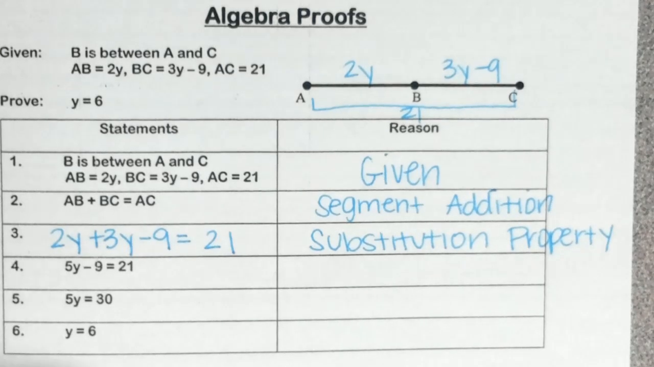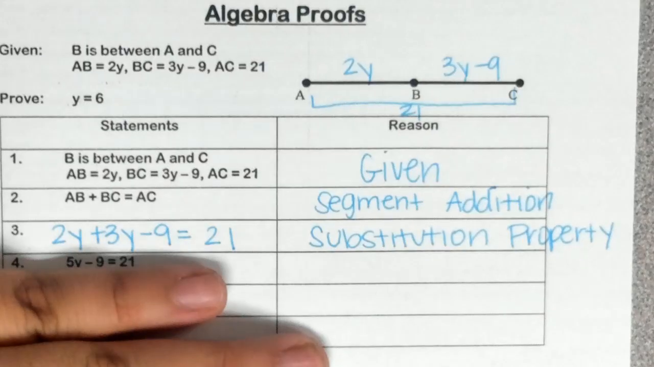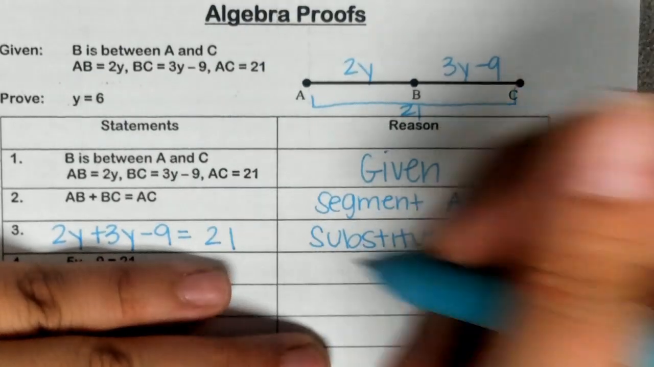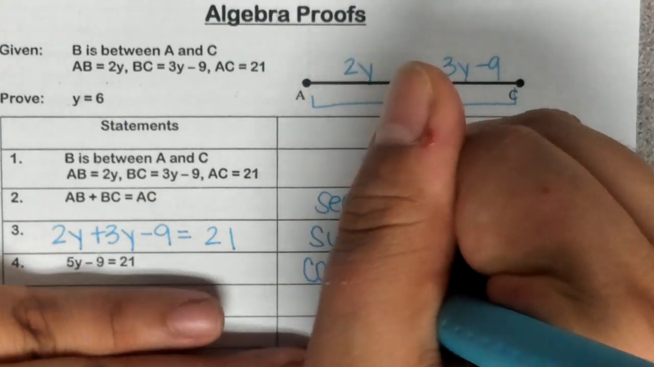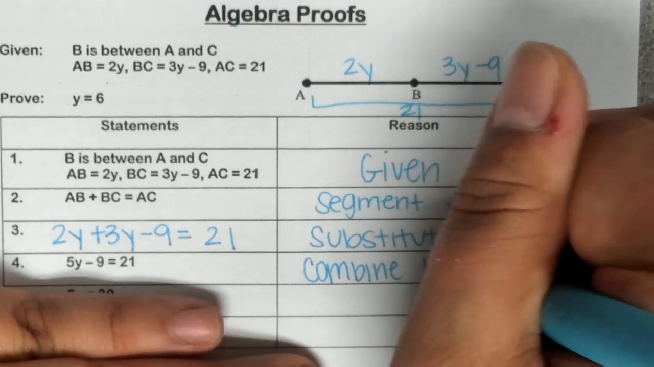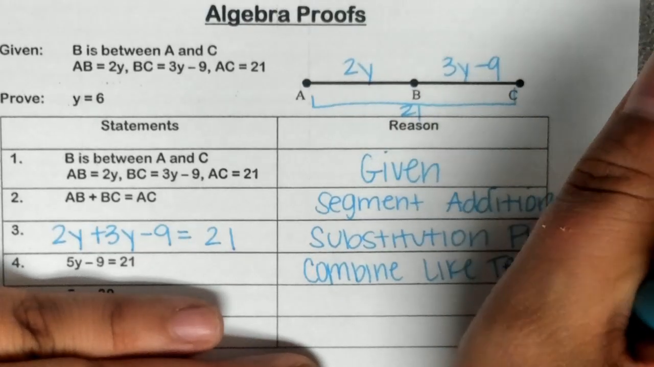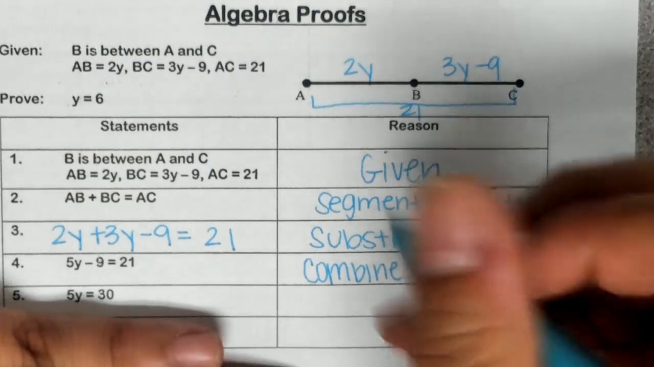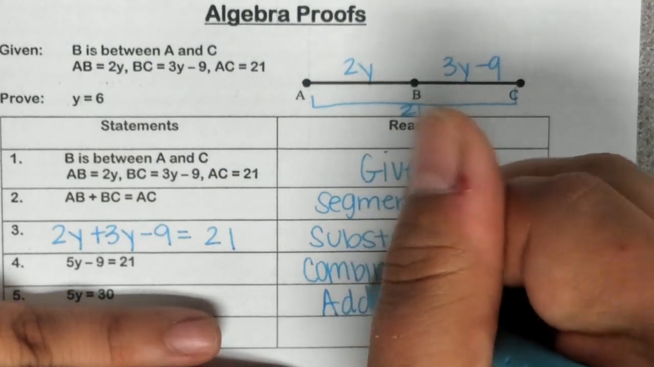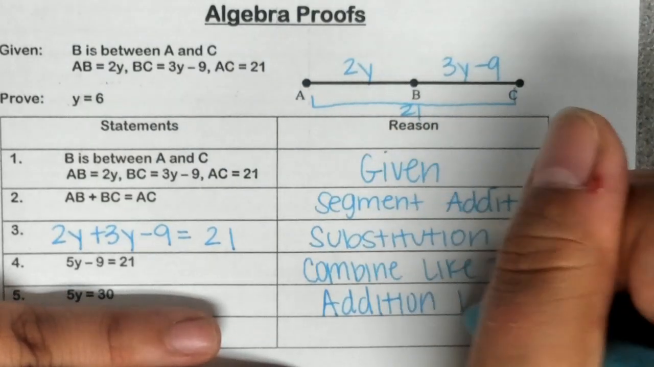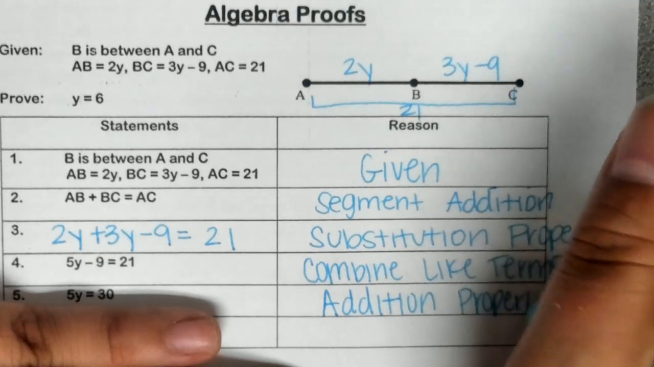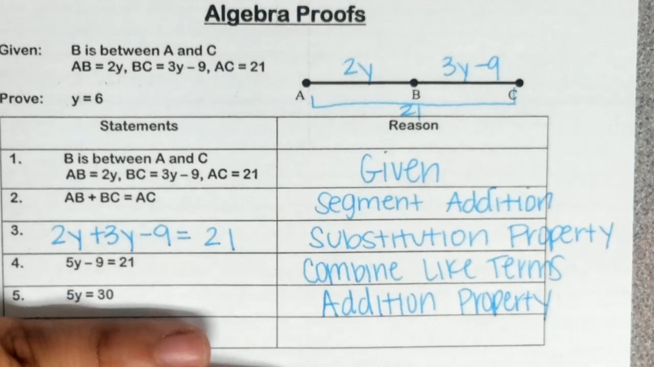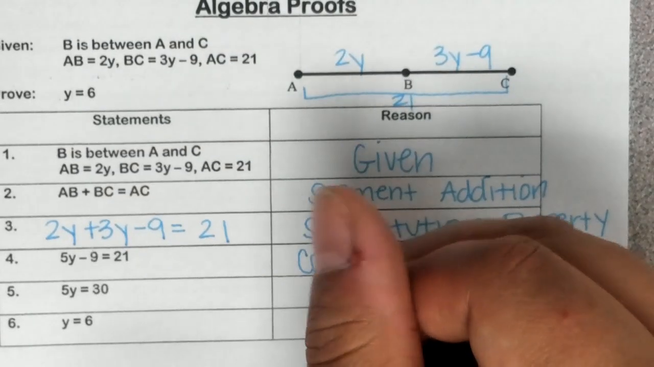Number next. What would you do next? And if you need to, just don't look at this. What would you do next? Combine like terms. And then what would you do? You would add 9. So I'm going to do addition property. And then what would you do? We're going to divide by 5, but what property is dividing? Multiplication.